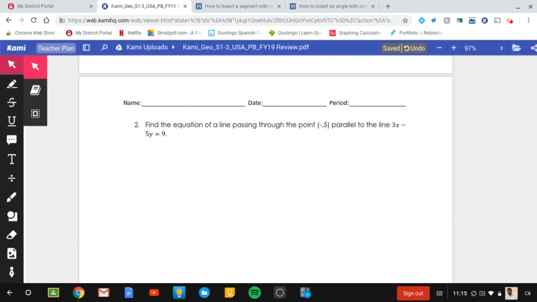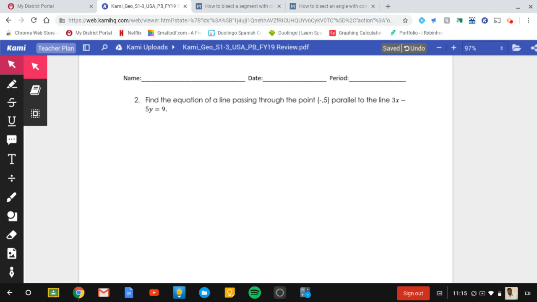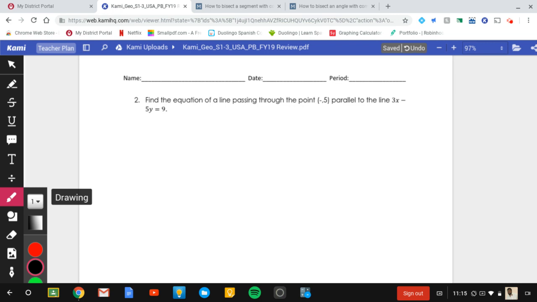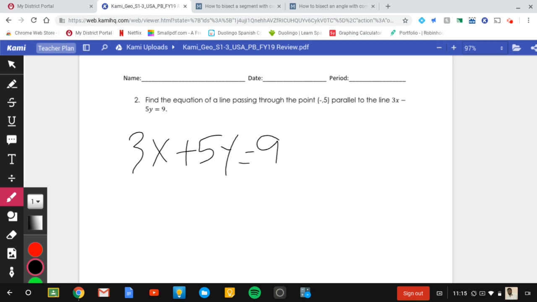Let's see. Question number 2 is asking you to find the equation of a line that passes through this point and is going to be parallel to this given equation, right? If it's parallel to this one, the equation is 3x plus 5y is equal to 9. What do I need? I need to know two things, right? I need to know y is going to be mx plus b.